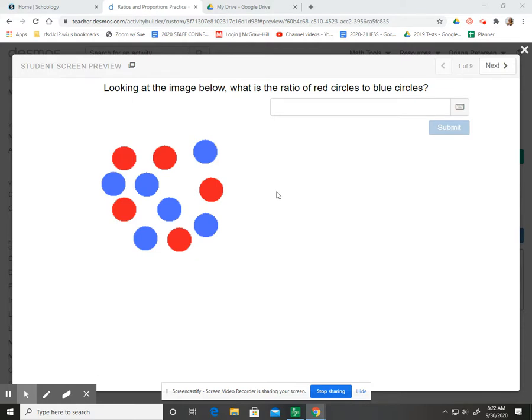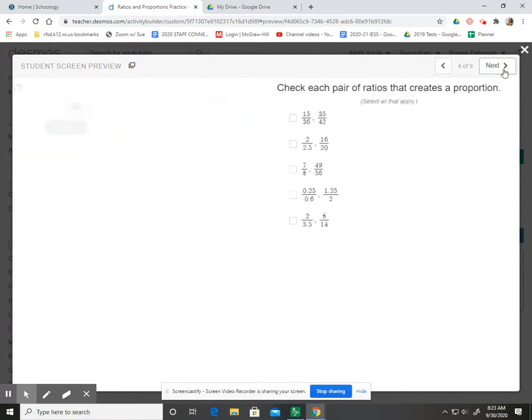Look at this picture. What is the ratio of red circles to blue circles? The number of red circles is 1, 2, 3, 4, 5. That's 5. Colon. And how many blue circles? 1, 2, 3, 4, 5, 6. So the ratio of red to blue circles is 5 to 6. I could write that as 5 over 6. I could write that as 5 to 6. Just make sure that whatever you end up with is reduced. Okay? So you have some like that.